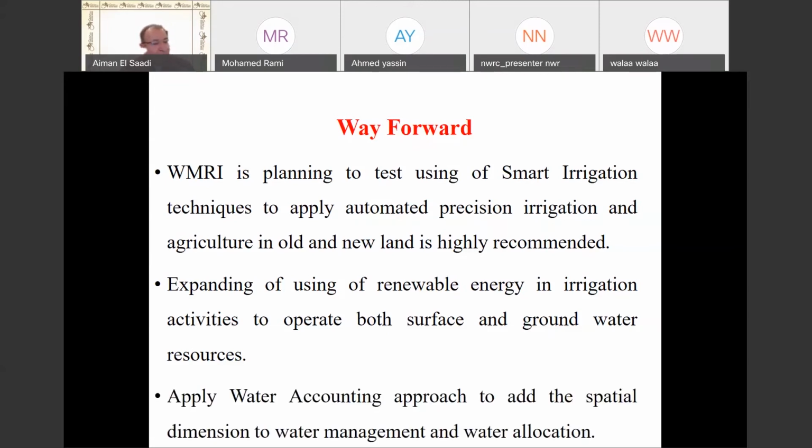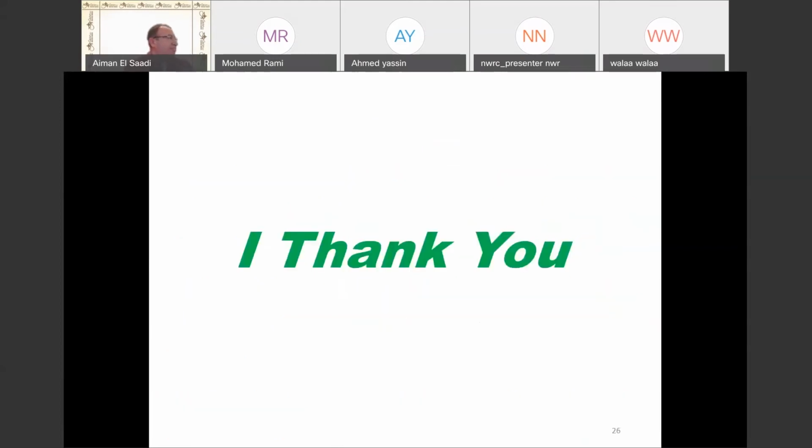At the moment as well, we have new techniques for calculating water requirements using what we call the water accounting system, using the data gathered with the help of our research stations to calculate exactly the water needs for each crop. Thank you very much.